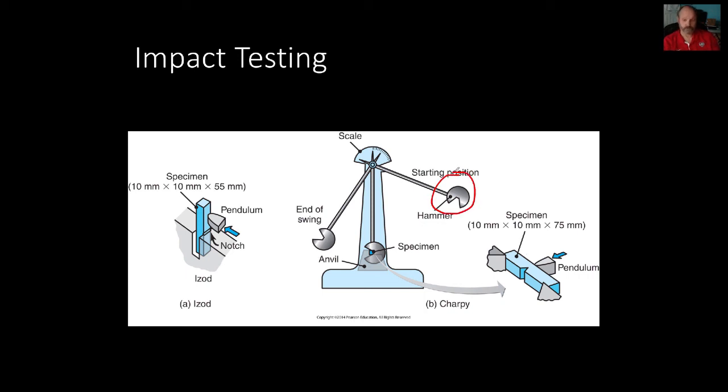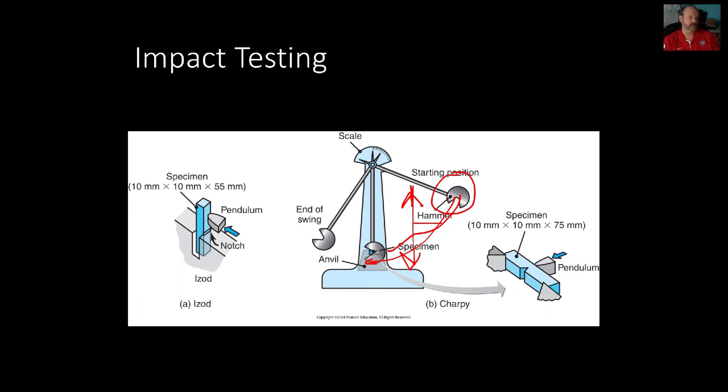You have a pendulum with a certain weight on the end of it, called a hammer. Then you let go of it from a certain height. The energy this thing has is mgh, mass times gravity times the height. That's the potential energy of this hammer. When the pendulum swings down and hits the specimen, it turns all of this potential energy into kinetic energy, and then it hits that specimen.